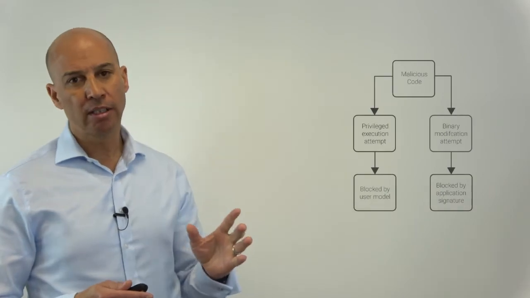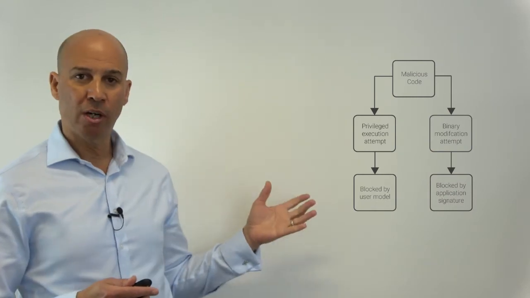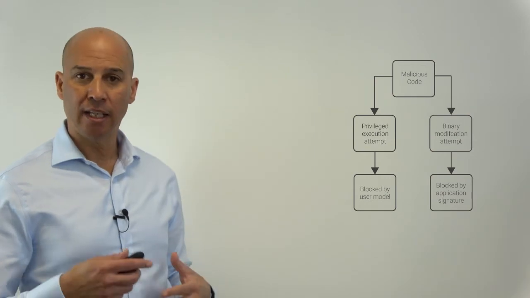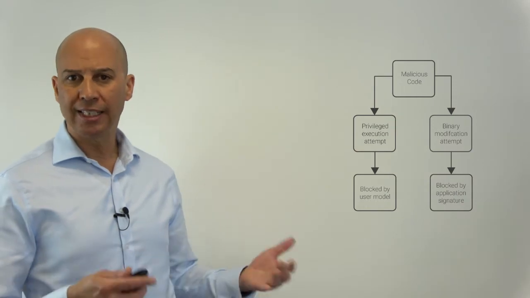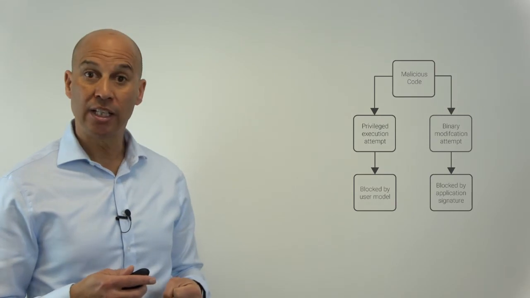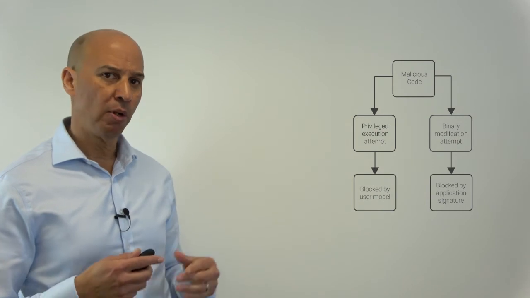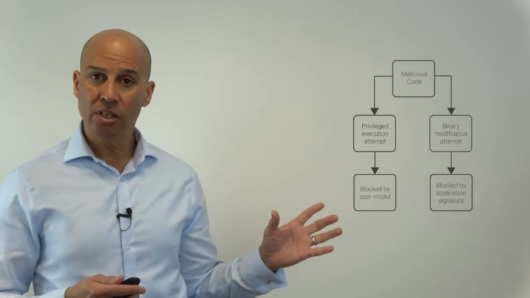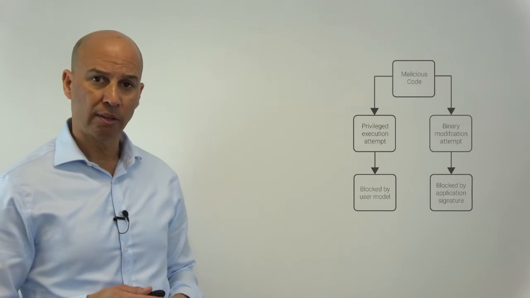So if we think about typical attack vectors, you can have something like a bad attachment or a bad URL being accessed by a user, might cause some code to attempt to execute within the user context, or it might choose to try and modify an existing binary that exists on the system and then gain privilege escalation to carry out some form of attack. Well, the user model and the applications model that we've implemented prevents both of those from occurring. And of course, the application signatures means that any modification would be detected on the next system start.